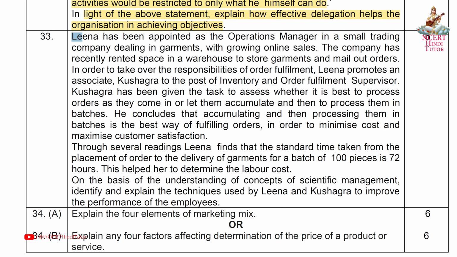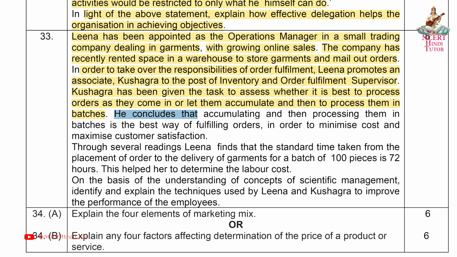Question 33. Lina has been appointed as the operations manager in a small trading company dealing in garments with growing online sales. The company has recently rented space in a warehouse to store garments and mail out orders. In order to take over the responsibilities of order fulfillment, Lina promotes an associate, Kushagra, to the post of inventory and order fulfillment supervisor. Kushagra has been given the task to assess whether it is best to process orders as they come in or let them accumulate and then to process them in batches.